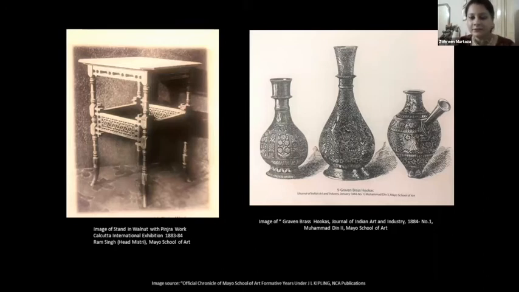And just to give you an idea of what I mean, if you look at the image on the right, it tells you the kind of consummate skill that was involved. And this is by a student, Muhammad Deen, from the Mayo School of Art. And if you look at the image on the left, again, this is the kind of work that was being produced by students in the Mayo School of Art.